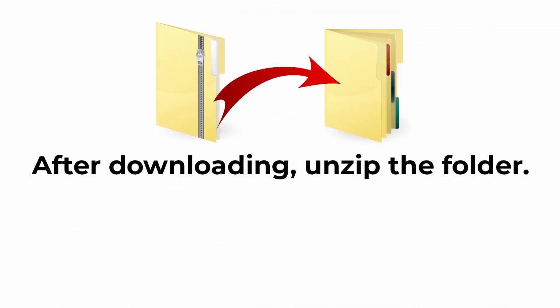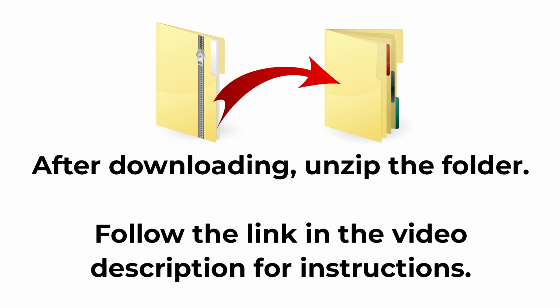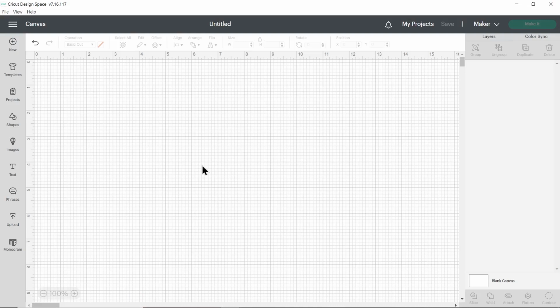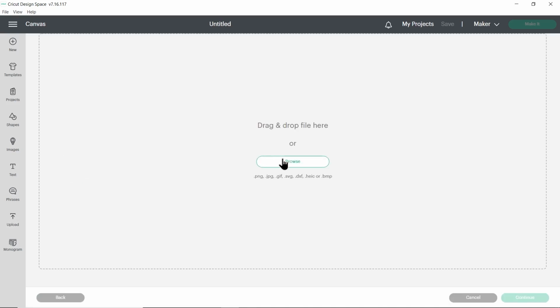All downloads come in zip folders. You will need to unzip them before you can upload the files into Cricut Design Space. Once you've downloaded and unzipped the folder, it's time to get the SVG file into Cricut Design Space. Open up Design Space and start a new project, and then go into Upload on the left, and then Upload Image. You can then either click Browse to find the files on your computer, or drag and drop them in.